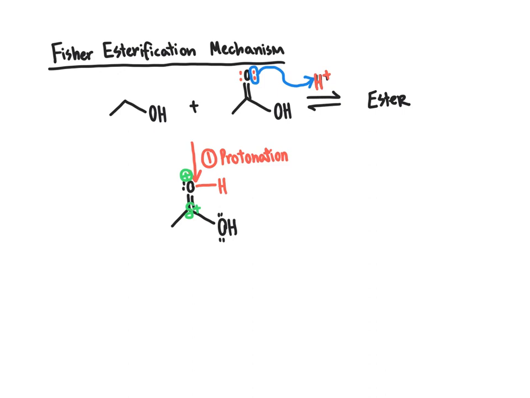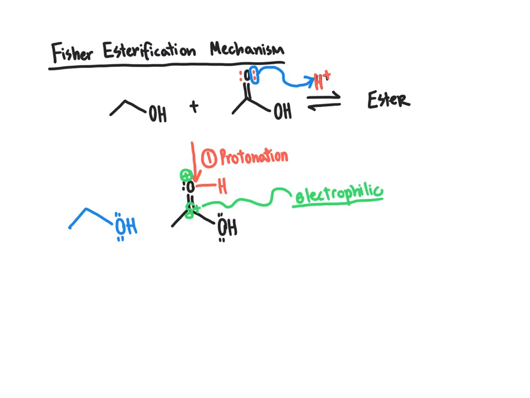And what we know about positively polarized carbons is that they tend to be very, very excellent electrophiles. So now that we've done that protonation step, we've enabled the creation of a very electrophilic carbon. That's going to be the most electrophilic carbon in this reaction mixture at the moment, that carbon right there. So what we'll do is then take the alcohol, and the alcohol can act as a nucleophile due to the fact that it has a lone pair of electrons on the oxygen.